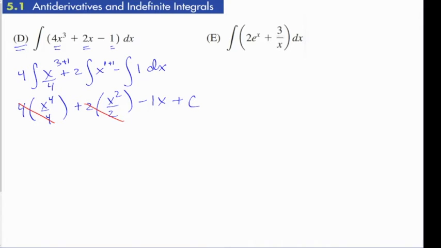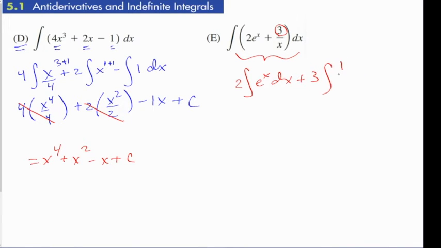So our answer for problem D is x to the 4th plus x squared minus x plus c. And for part E, we can break this up into 2 separate antiderivatives, the antiderivative of 2 times e to the x dx, plus I'm going to take this 3 and put it out in front, 3 times the antiderivative of 1 over x dx. We see that e to the x is its own antiderivative, so we have 2e to the x plus 3, the antiderivative of 1 over x.